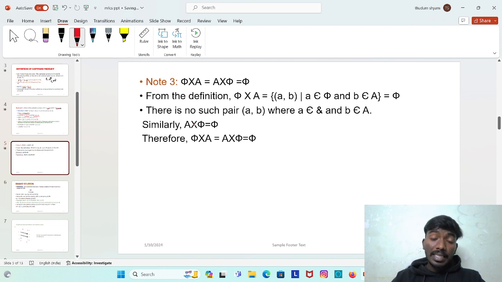Here, note 3: the null set cross product A is equal to A cross product null set, which is equal to the null set. From the definition, we know that null set cross product A is equal to the set of (a, b) where a belongs to the null set and b belongs to A. There is no such pair (a, b) where a belongs to the null set and b belongs to A. Similarly, A cross product null set is equal to the null set. Therefore, both are equal to the null set.